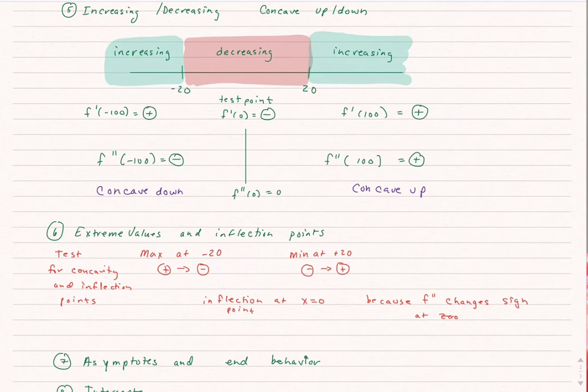I see that because I have an increasing to a decreasing function at negative 20, I have a maximum at that point. At positive 20, I have a decreasing function switching to an increasing function, which means there is a minimum at positive 20. At 0, I can check for an inflection point, and f double prime changes sign at that point 0, therefore that means that is an inflection point.